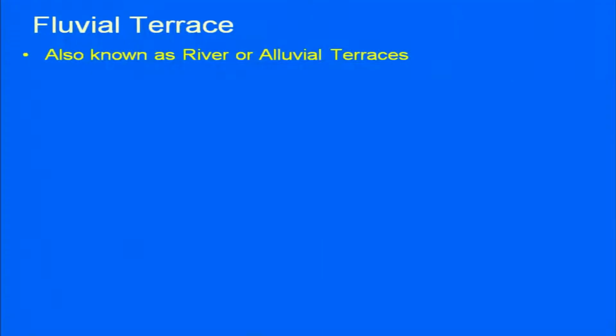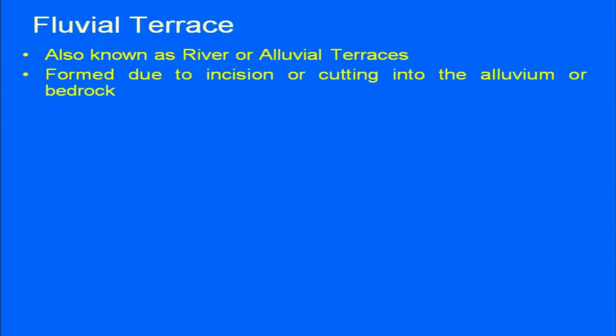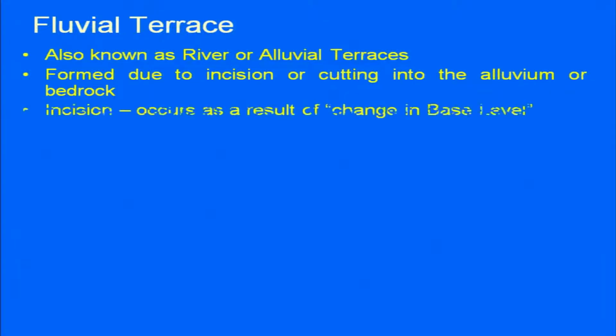This landform is also termed alluvial terraces, and they are seen not only in alluvial material but also in bedrock. Basically, incision or deposition results in the formation of a terrace-like, step-like feature in high ground, which forms in alluvium or in bedrock. It is formed due to incision or cutting into the alluvium or bedrock.